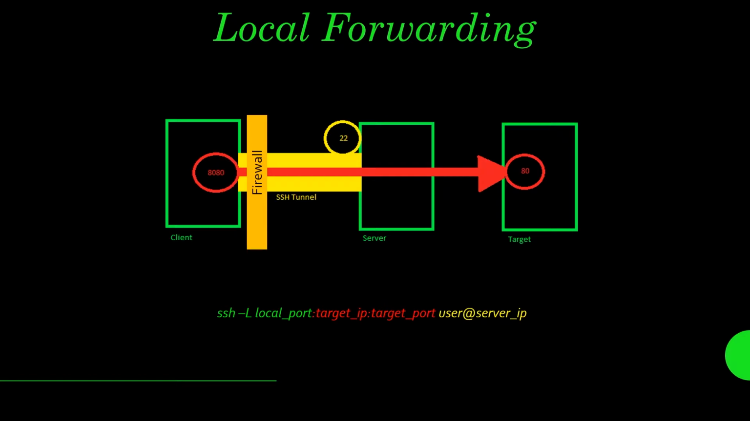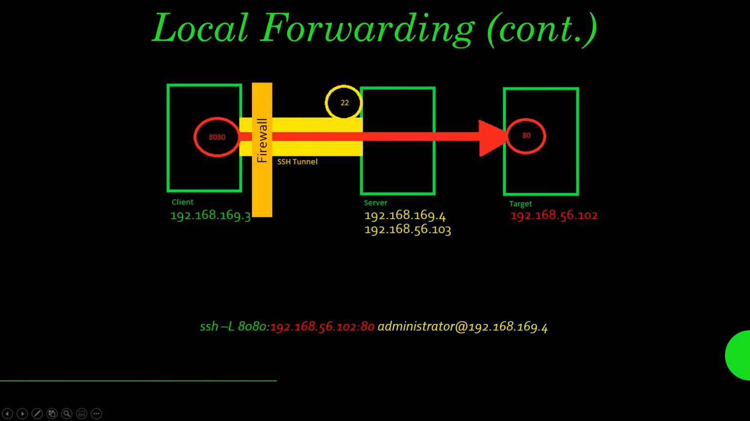The client connects to the target's port 80 via localhost port 8080 in this example, which is the SSH tunnel through the server's port 22. We type this command, and obviously you could specify IP addresses, and it will create this port 8080 on your localhost. When you talk to it, it goes through this SSH port 22 connection, and then the server receives it, knows what to do with it, and forwards it to the target. Easy peasy.